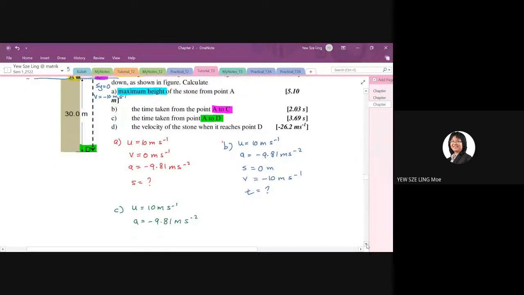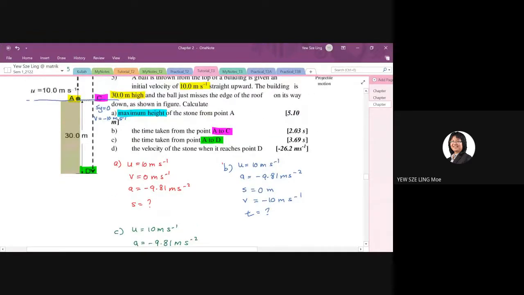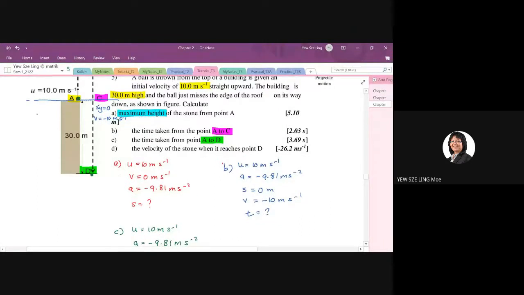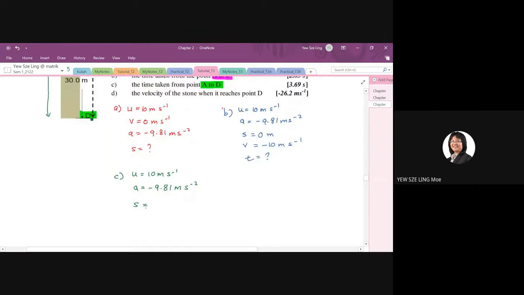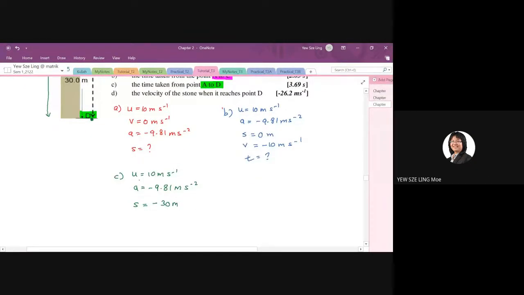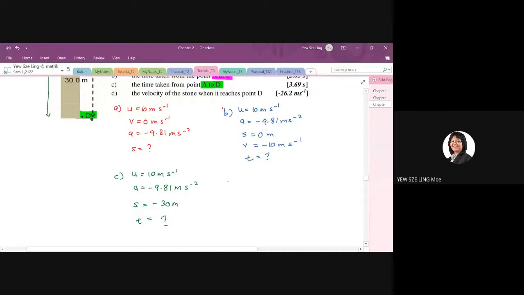Now S. Remember, S refers to displacement. Displacement means that we are just going to look at the shortest distance between the initial and final position. The shortest distance between the initial and final position is this 30 meter, and this 30 meter is located below the initial position. So it's negative 30 meter. You want to find time. So now you have enough information already.